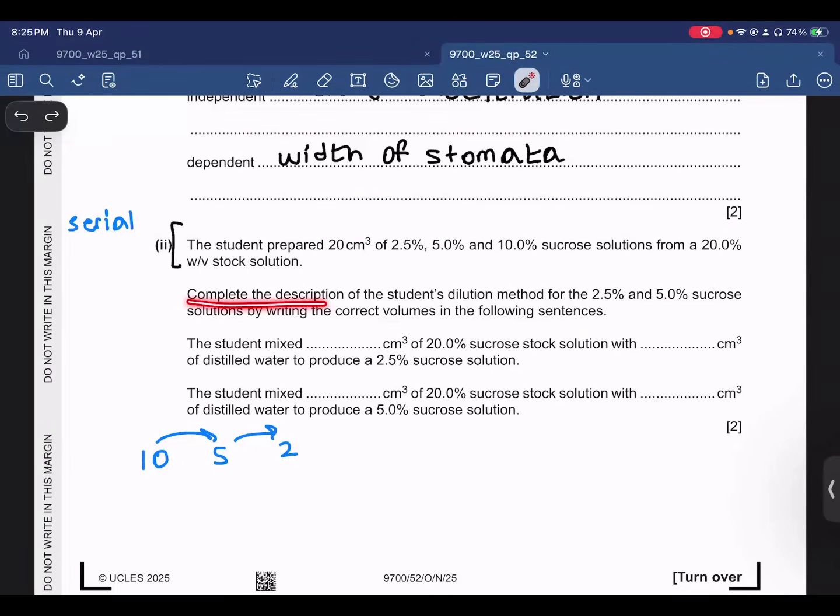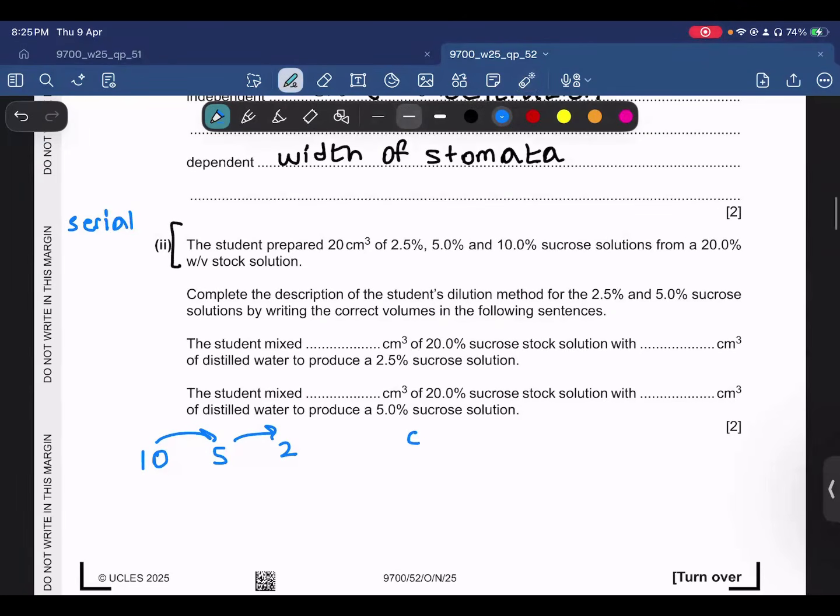अच्छा, कंप्लीट द डिस्क्रिप्शन, मतलब बेसिकली हमें डाइल्यूशन मेथड एक्सप्लेन करना है फॉर द 2.5 एंड 5% कि उन चीजों को हमने बनाया कैसे. The student mix dash cubic centimeter of 20% sucrose with dash cubic centimeter of water to make a 2.5% solution. How would you solve this? Can we do C1 V1 equals C2 V2? Let's try. अगर हम and let's see what happens.